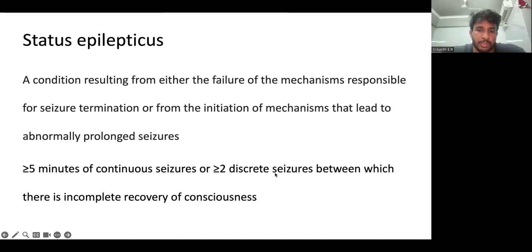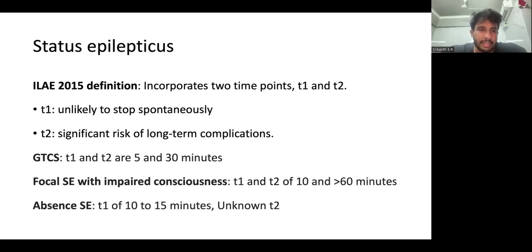Or if there are at least two discrete seizures between which there is incomplete recovery of consciousness. The assumption is that if the patient has not recovered consciousness, he is probably still in a state of non-convulsive status during that period. So ILAE actually uses two time points to define this, T1 and T2. T1 is the time after which the seizure is unlikely to stop spontaneously and you will require a drug to stop it. And T2 is when there is significant risk of long-term complication because of the seizure itself. It can cause neurodegeneration and cerebral ischemia and further complications because of that.